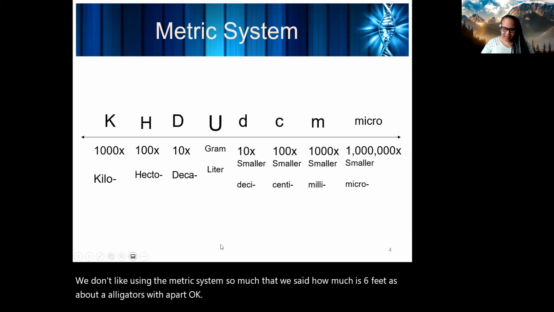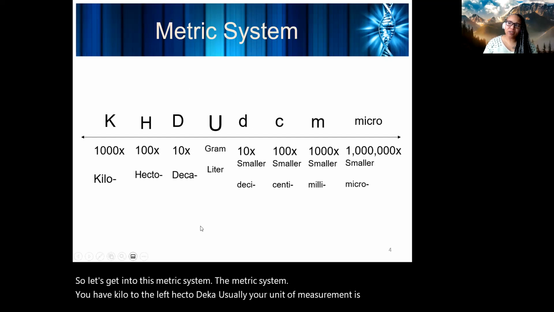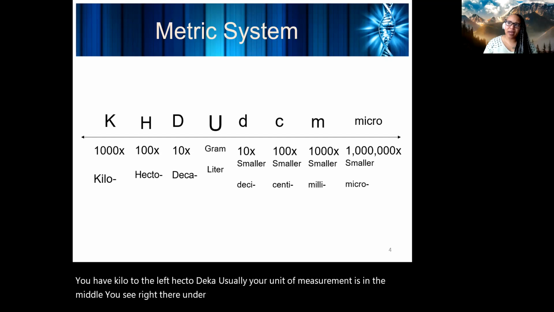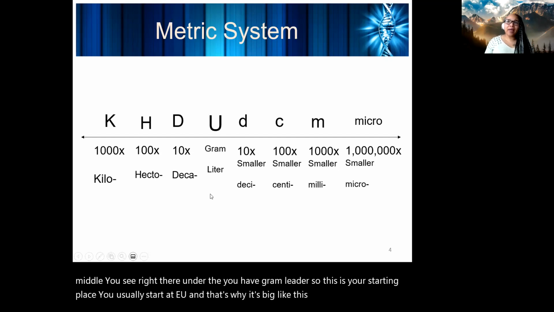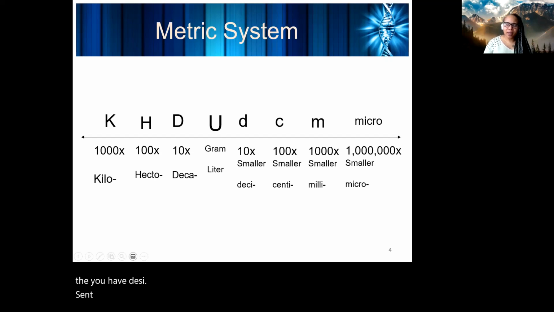So let's get into this metric system. The metric system, you have kilo to the left, hecto, deca. Usually your unit of measurement is in the middle. You see right there under the U, you have gram, liter. So this is your starting place. You usually start at the U, and that's why it's big like this, okay? Then to the right of the U, you have deci, centi, milli, and micro.